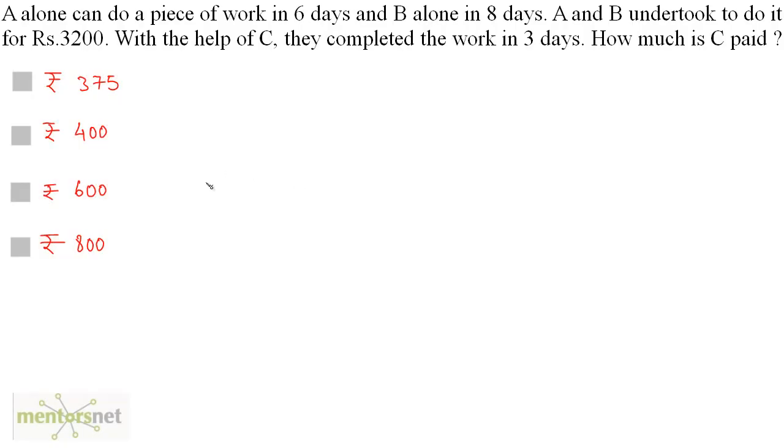A alone can do a piece of work in 6 days and B alone in 8 days. A and B undertook to do it for rupees 3,200. With the help of C, they completed the work in 3 days. How much is C paid?